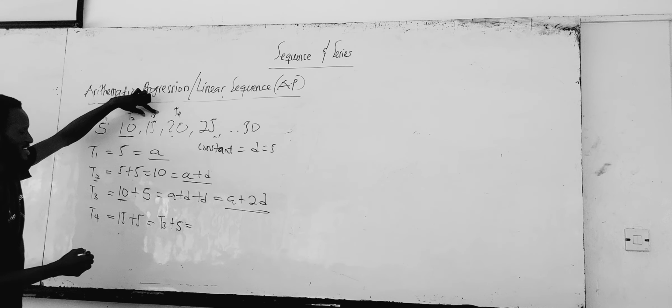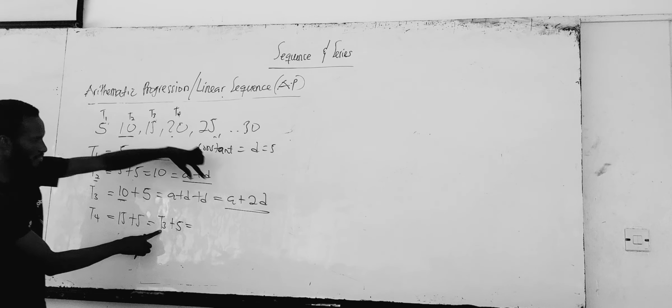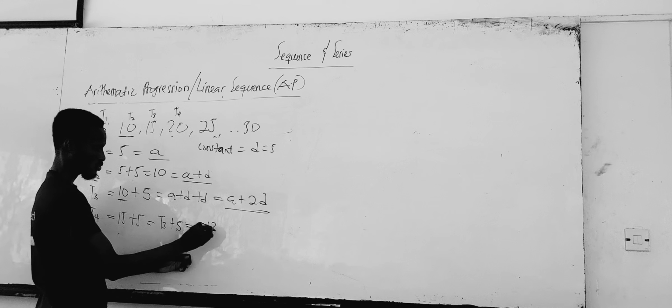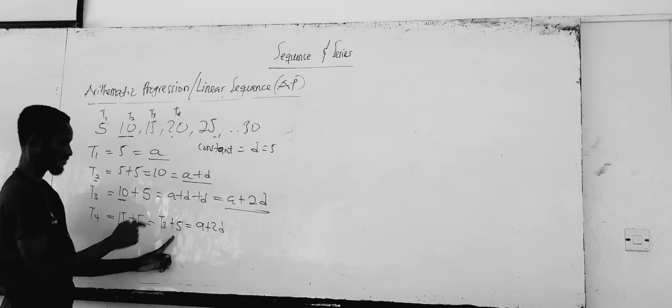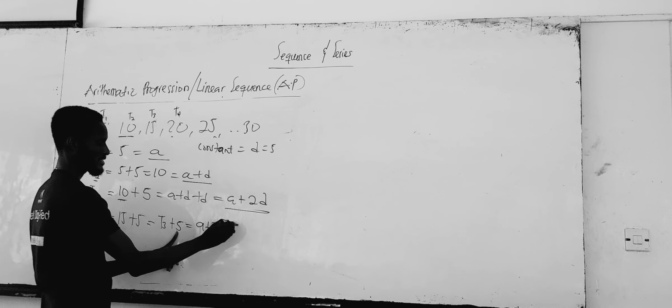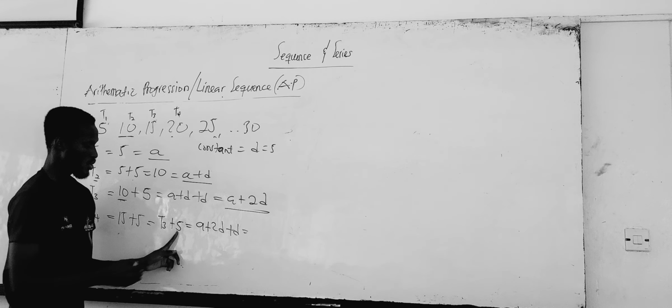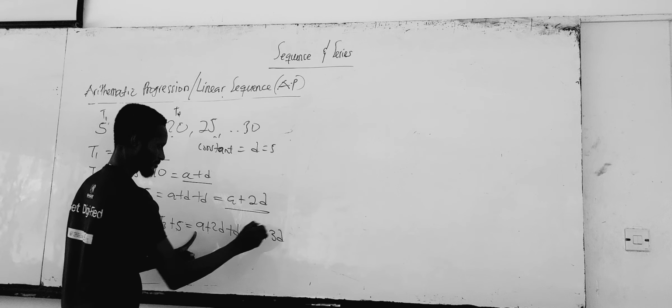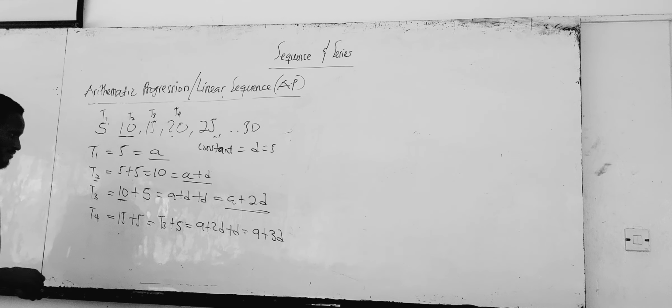Now, the T3 has a formula A plus 2D. So it has a formula A plus what? 2D. That is for the T3. Plus 5. What is 5? 5 is the common difference. That is D. So when you add, you're going to get A plus what? 3D. Look at the pattern very well.